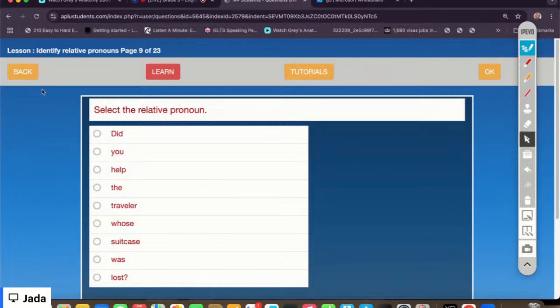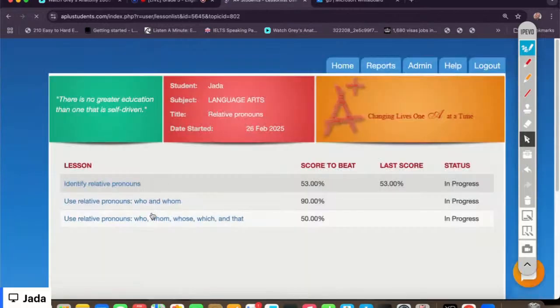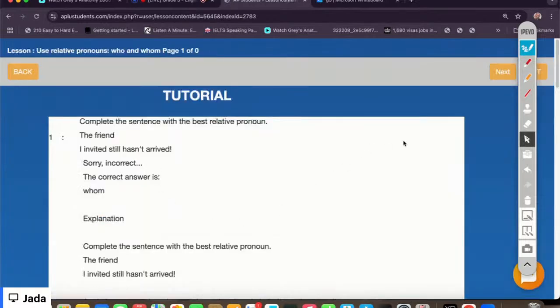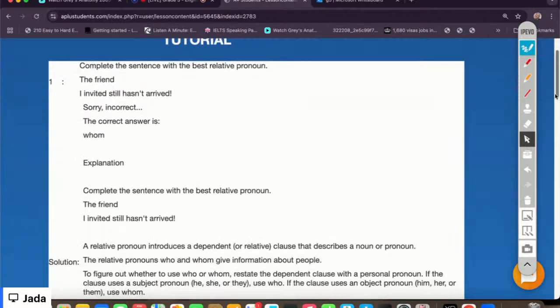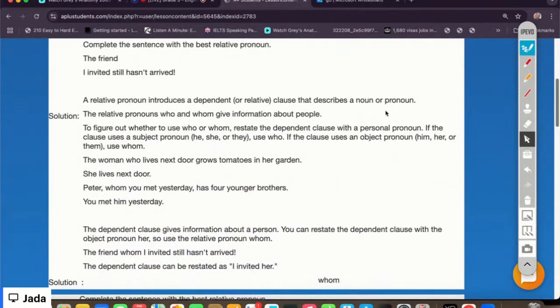All right, so that's it for the first lesson, which is identify the relative pronouns. We will move on to the next, which is use relative pronouns who and whom. Of course, if you haven't done this lesson, make sure you complete that later on. So we already know that the relative pronoun introduces a dependent or relative clause that describes a noun or pronoun.